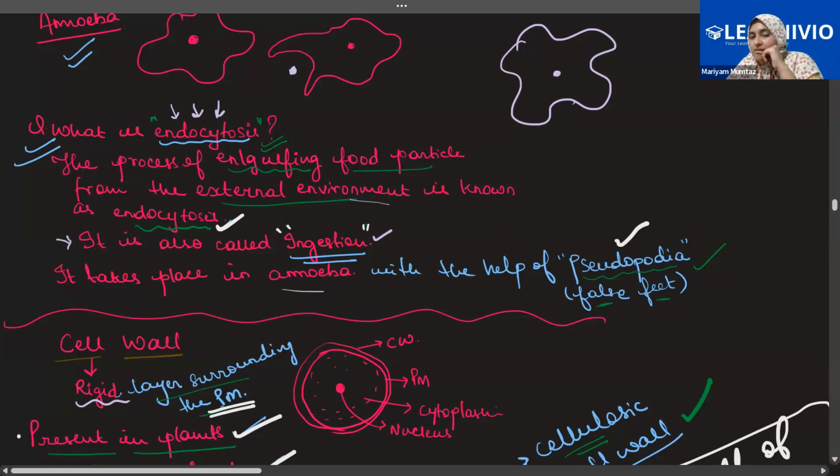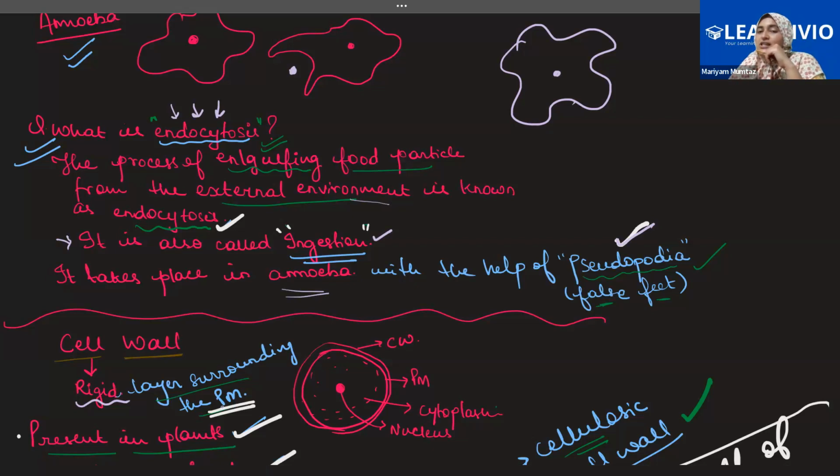It takes place in amoeba with the help of pseudopodia. The word pseudo means false. The word podia means feet. So pseudopodia means false feet. Amoeba does not have any feet, but it makes a structure that looks like it has feet. Normally it doesn't have anything, but whenever the food comes to its vicinity, meaning near the amoeba's cell, it draws out the pseudopodia like this and takes the food particle inside. This is what endocytosis is. Clear?